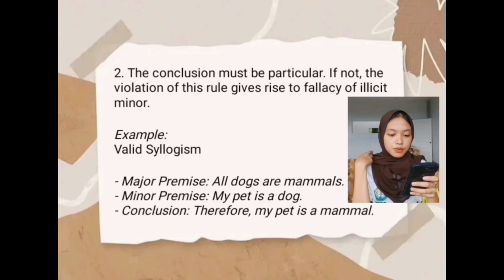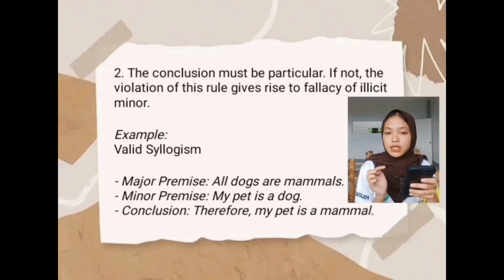This conclusion must be particular. This means that the conclusion should not make a general statement about the entire category mentioned in the minor premise. It should only apply the conclusion to the specific case mentioned in the minor premise. For example, this is a valid example. Major premise, all dogs are mammals. Minor premise, my pet is a dog. Conclusion, therefore, my pet is a mammal. Applies only to the specific dog mentioned in the minor premise, my pet.